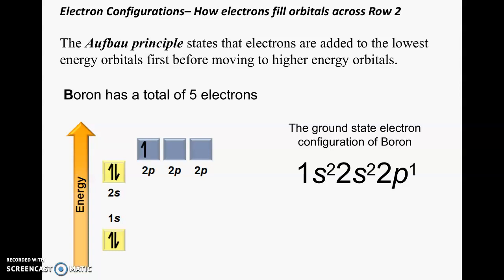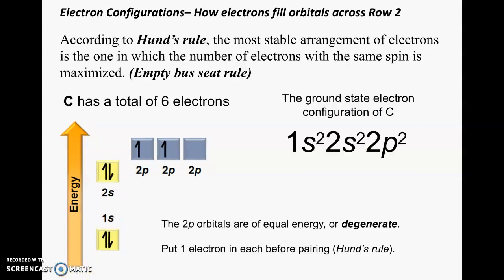So we have boron with 5 electrons, 1s2, 2s2, 2p1. Those superscripts have to add up to the number of electrons you have. 2 plus 2 plus 1 gives you 5. The next one is carbon. Now we have Hund's rule. I like to call it the empty bus seat rule, because when people get on a bus, if there is someone already sitting in a seat, you don't tend to sit down next to them. You go sit in your own seat.